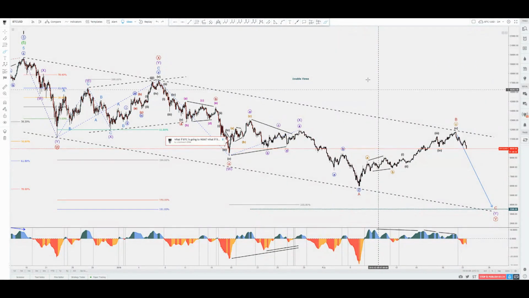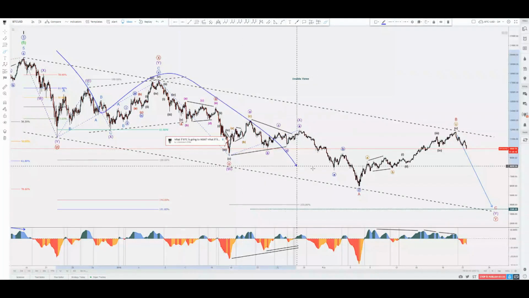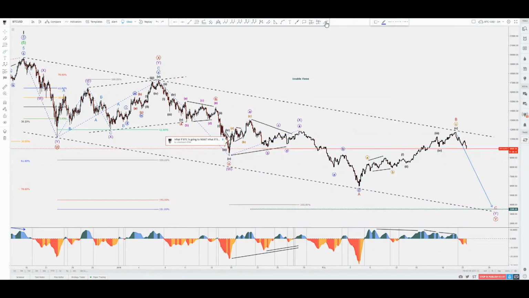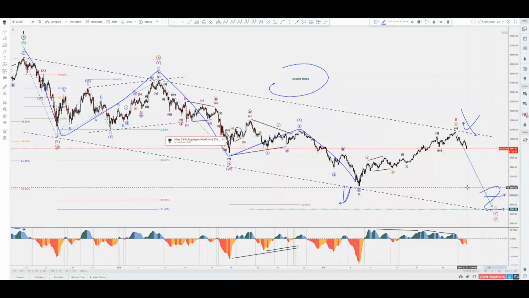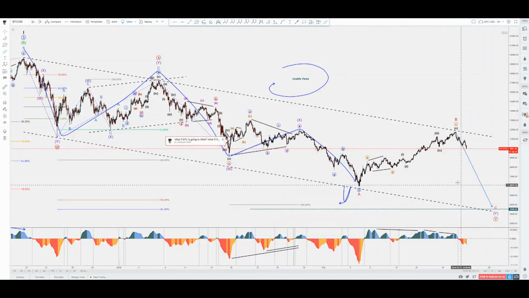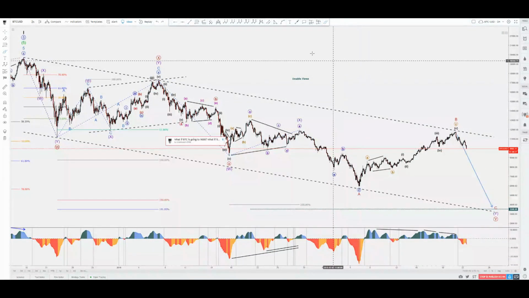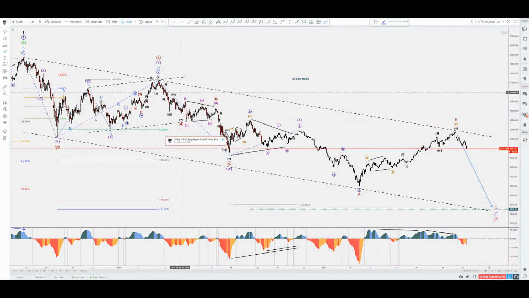So I'm not labeling it as a 1, 2, 3, 4, 5 anymore. I'm labeling it as a double three. Now this could be, let's say, a WXY, A, B, C with a Y, and then X, expecting a Z right here. However, these triple three structures are very rare, so I wouldn't like to jump the gun.